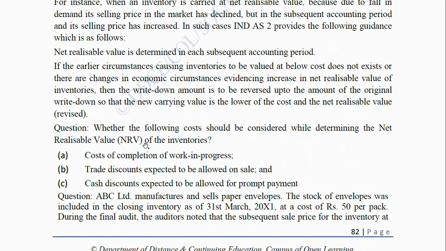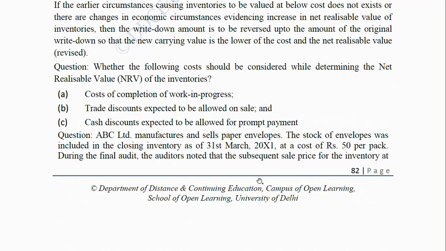Question: whether the following costs should be considered while determining the net realizable value (NRV) of inventories. Cost of completion of work in progress, trade discounts expected to be allowed on sale, cash discount expected to be allowed for prompt payment.